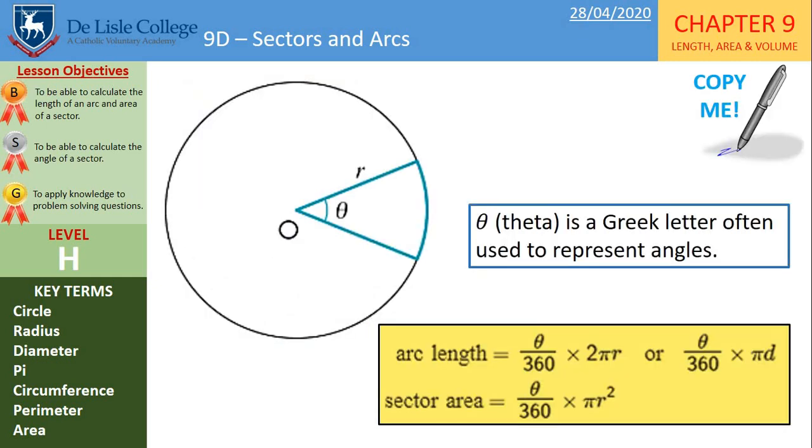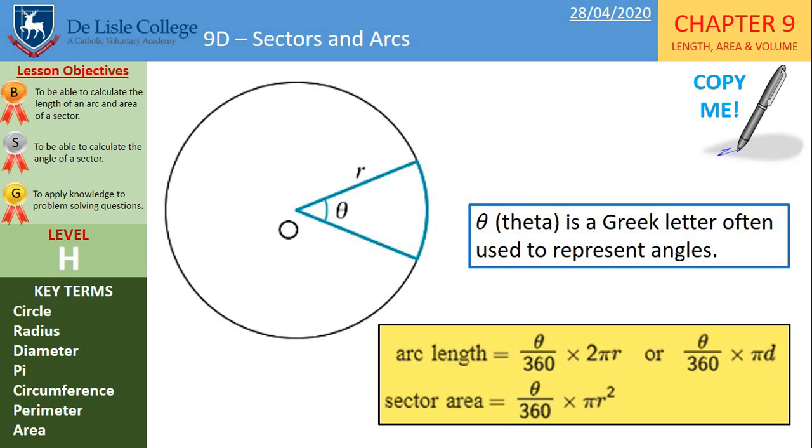So you're going to copy this into your exercise books. So the first thing you need to do is sketch a circle and draw in the sector. You're going to label R for the radius. If you want to write the word in for radius, just to remind you, you can do. And we've also got the theta labelled. Most of you will probably want to write down what that means so you know what that symbol is. So we've got theta is a Greek letter often used to represent angles.